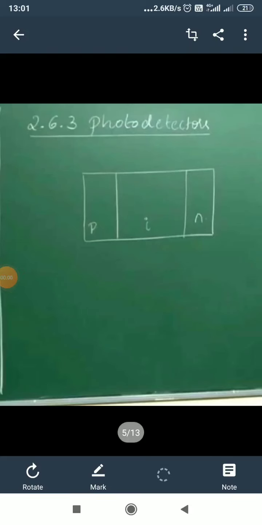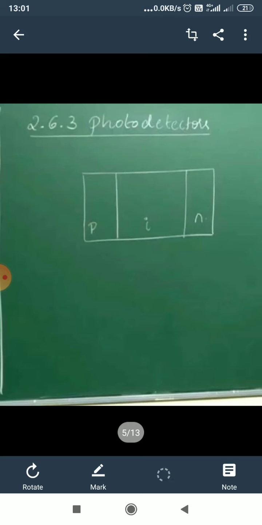Detectors. As the name says, it is a semiconductor device which can be employed to detect photon presence. Such devices are known as photodetectors. They transform optical signals into electrical signals. So that is why we call it a photodetector.